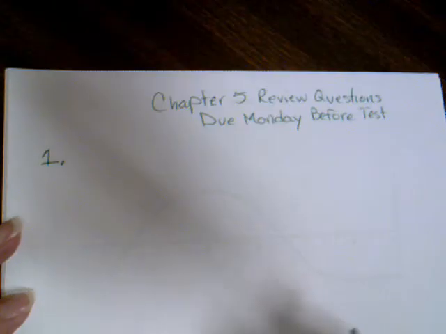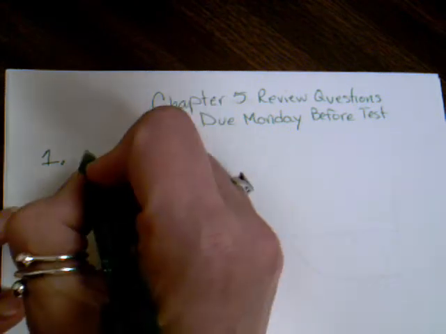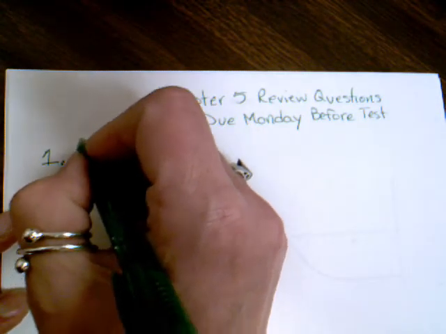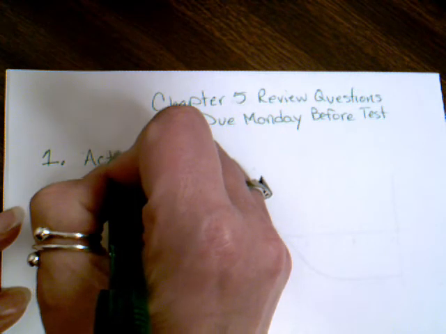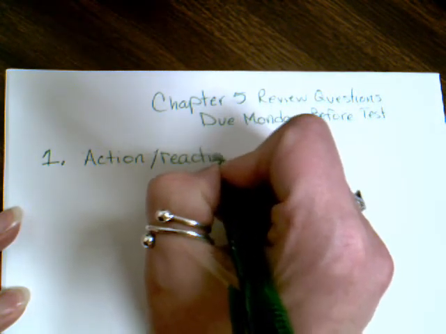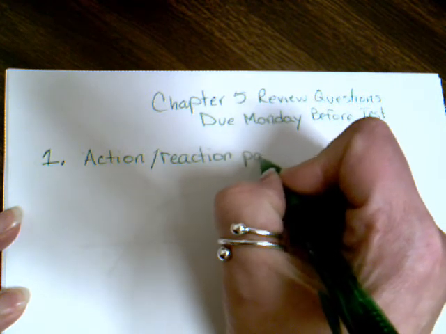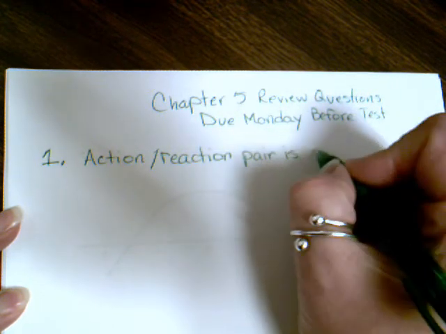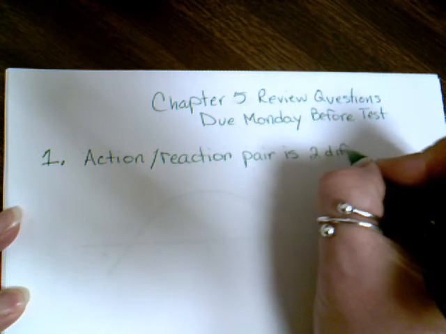Number 1. What you need to know about number 1, a big hint, is an action-reaction pair is two different objects.